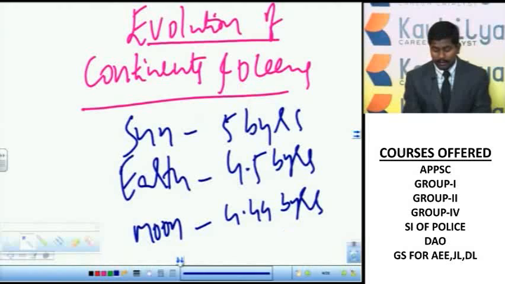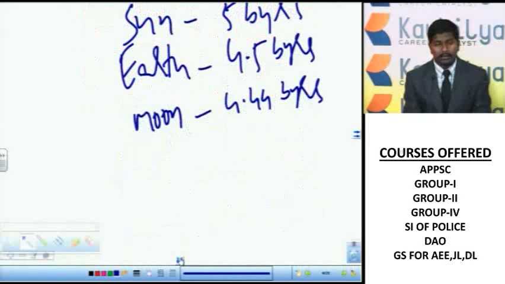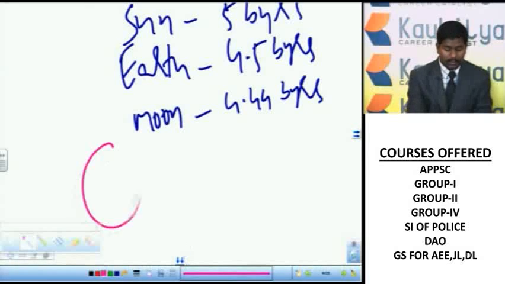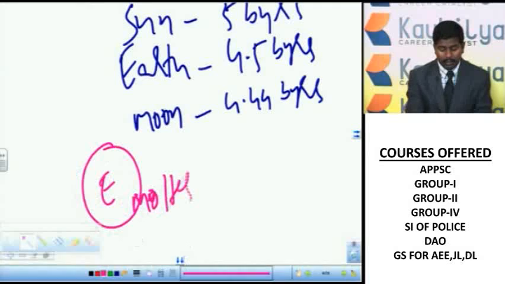Likewise, after the formation of Earth from the sun and the moon from the Earth, there were different processes which took place inside the Earth. In the earlier stage, this Earth was like a molten gaseous material.